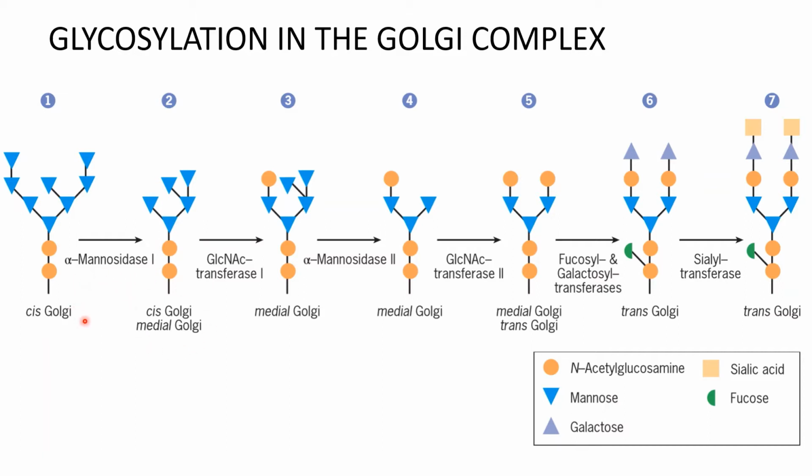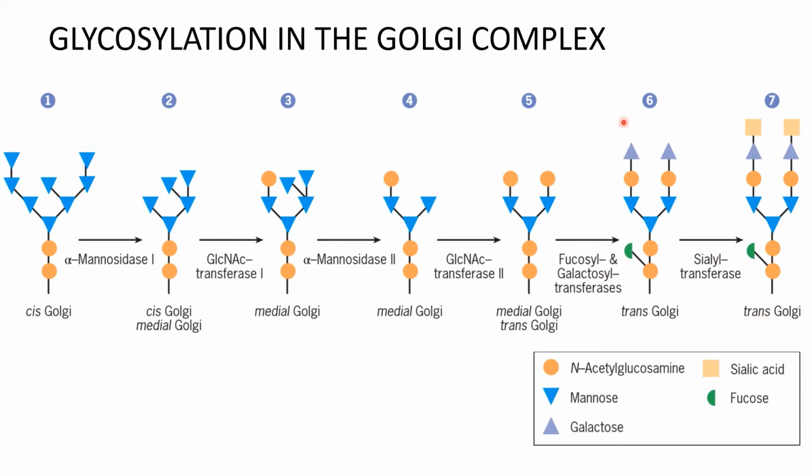In the cis portion, we have the alpha mannosidase. In the medial portion, we have the GlcNAc transferase 2 at 1. And then we have these other enzymes. And then in the trans portion of the Golgi complex, we have the fucosyl and galactosyl transferases and sialyl transferase. So these enzymes facilitate the glycosylation, or the transformation, of the nascent polypeptide from the ER to the cis until it reaches the trans portion.